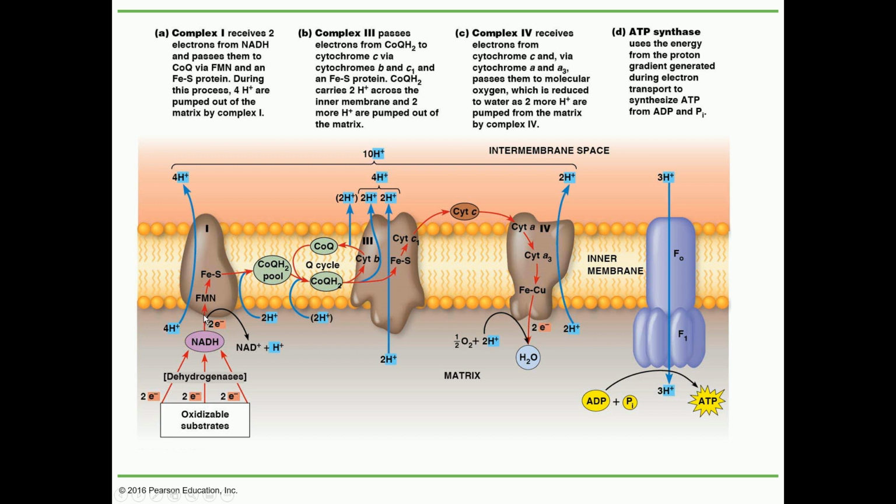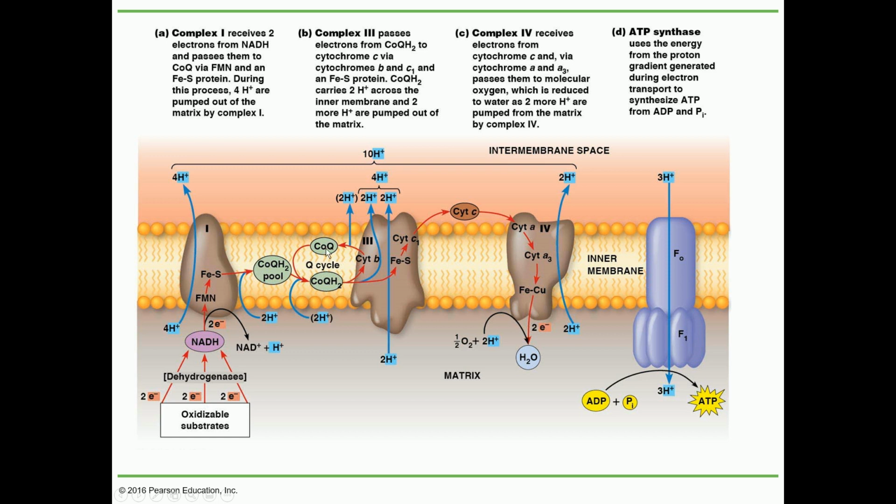So let's see. NAD plus is delivering 2 electrons to complex number 1. Remember, they're bringing 2 electrons. Every NADH has 2 electrons, and it is delivering electrons to complex number 1. Complex number 1 receives NADH, receives 2 electrons, and passes them to Q.